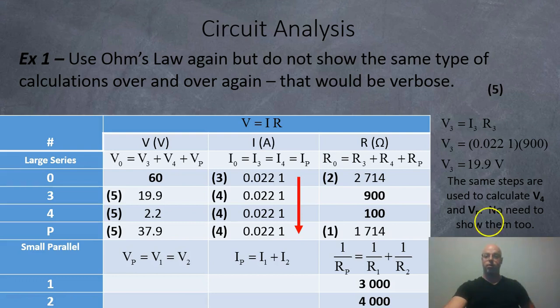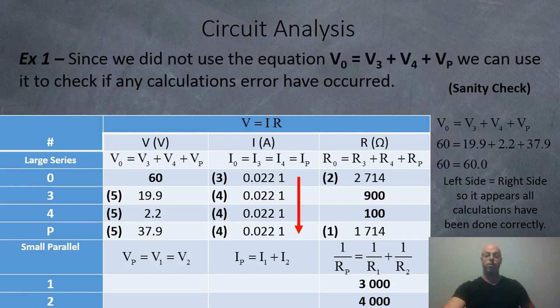Okay, now we can find the voltages we don't know in the first column for the series circuit. So first we'll find V3. So V3 equals I3 R3. Sub in our current and our ohms, and we get 19.9 volts. And we're going to use the same steps to find V4 and VP, sorry. So there's really no point in showing the same steps again and again. It's a little tedious, and it's a little verbose. You lose your conciseness, so we don't want to do that. Okay, and we have 2.2 volts and 37.9 volts.